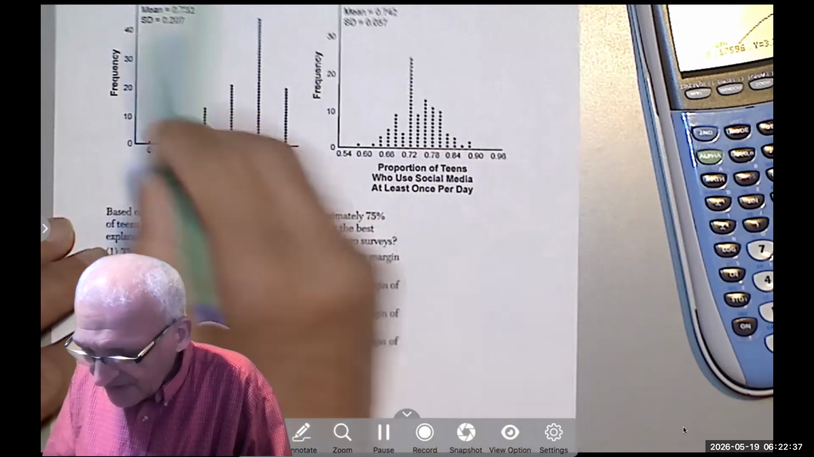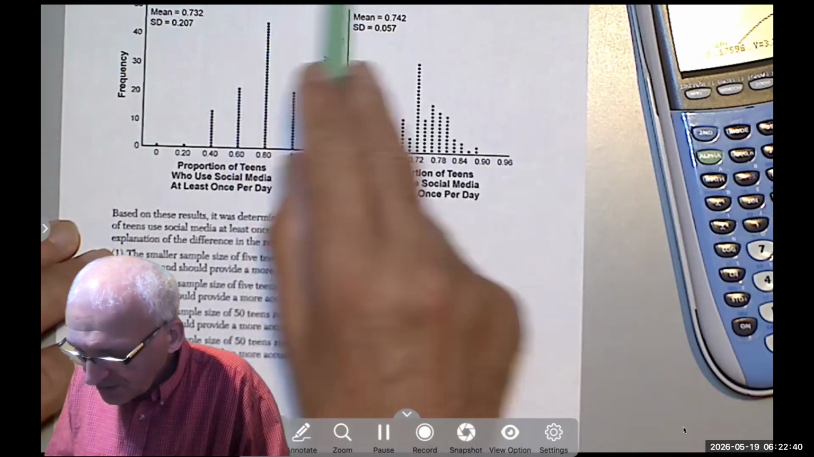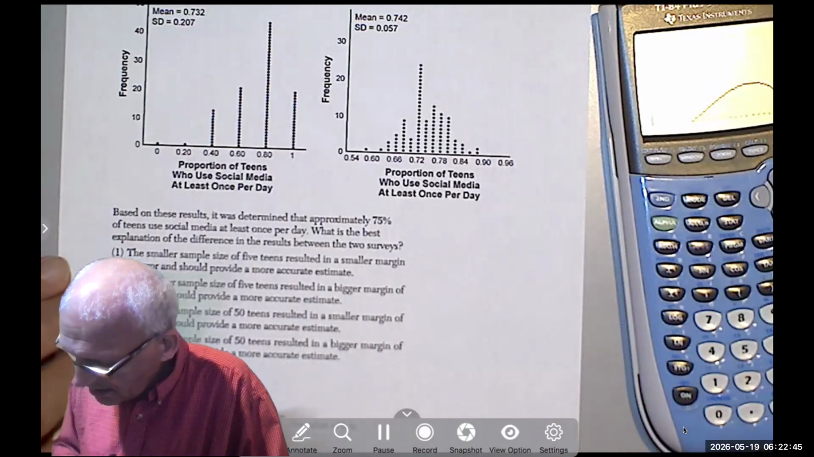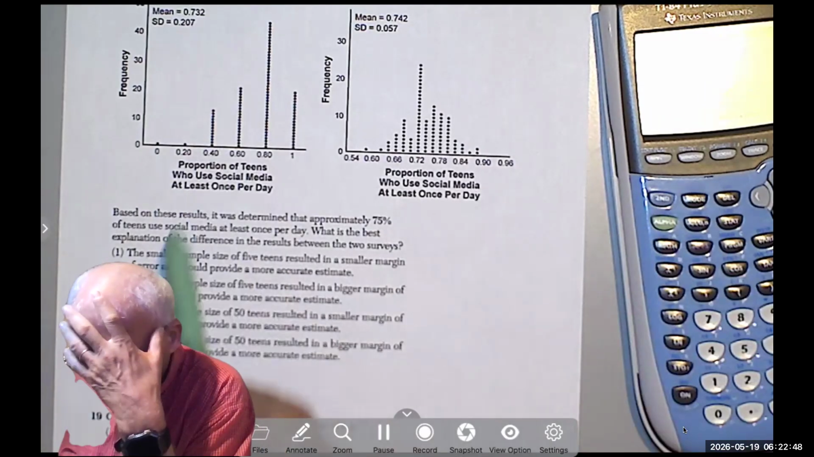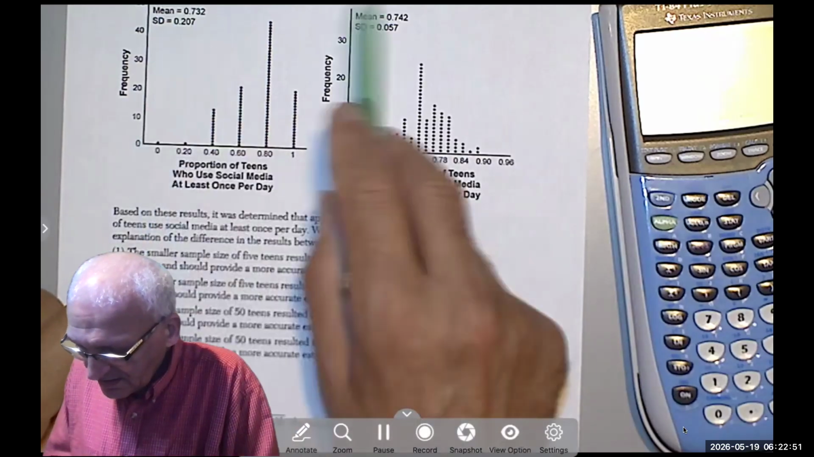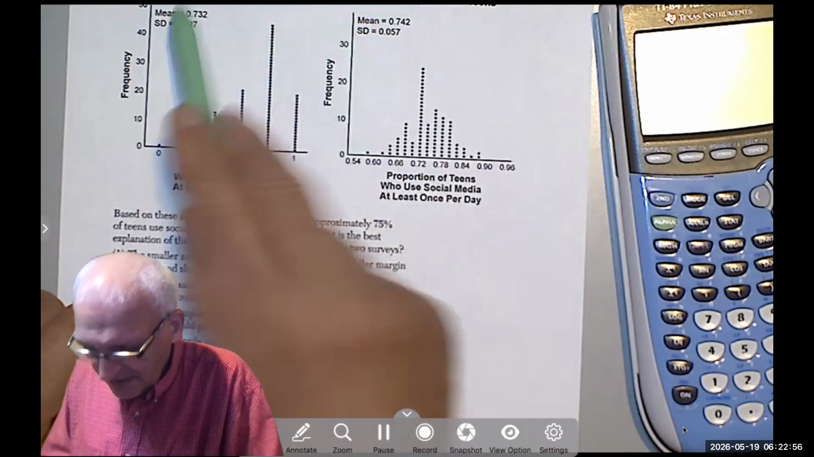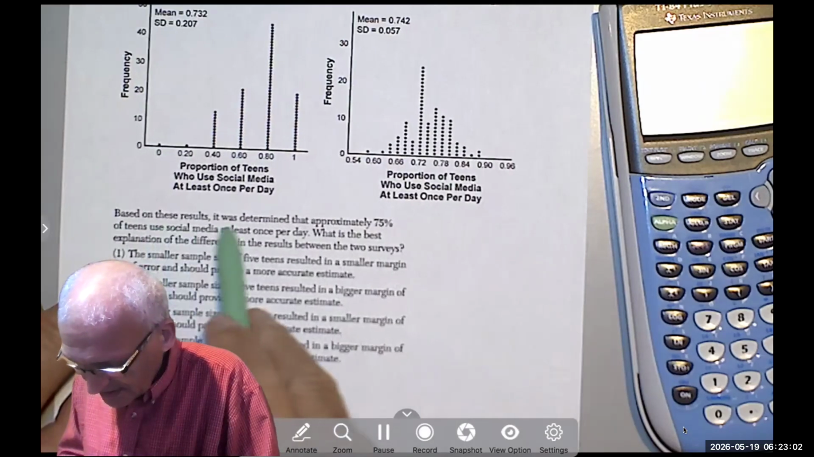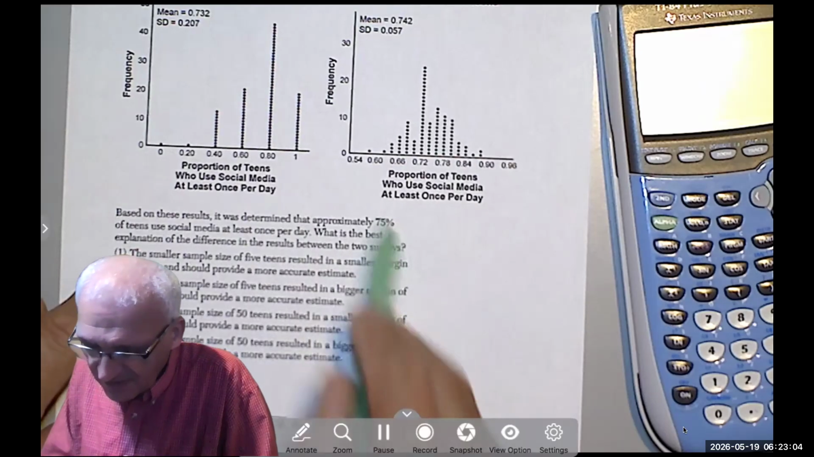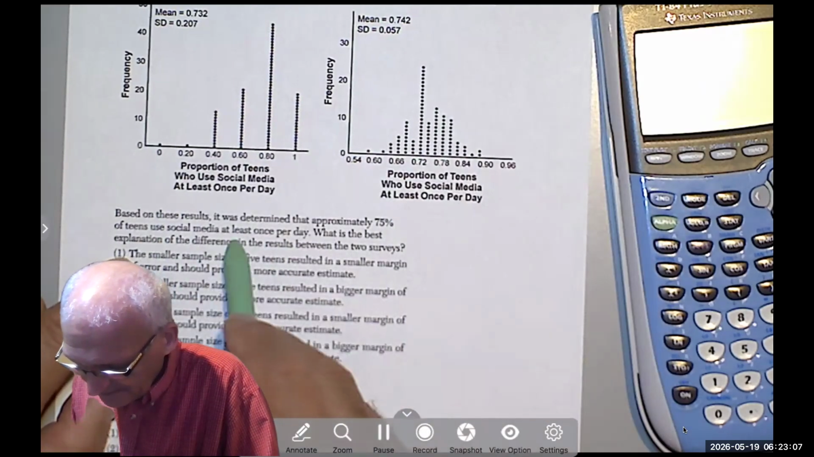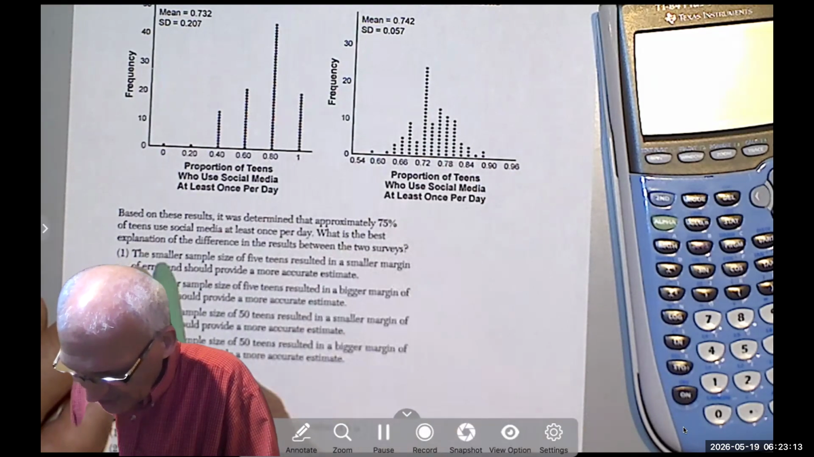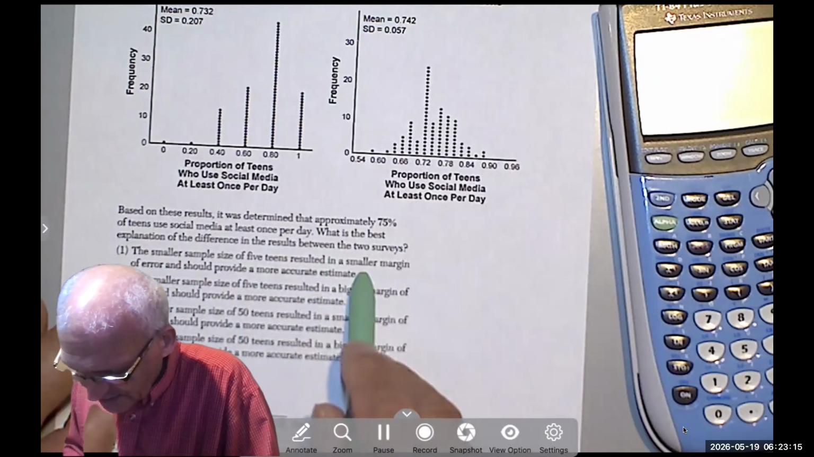Okay, 2 surveys were conducted to estimate the proportion of teens. So that's statistics. Oh, so they give you the mean and the standard deviation of a sample of 5 teens and 50 teens, 800 samples, but the sample itself is 5 versus 50. Based on these results, it was determined that approximately 75, 73 and 74, roughly, what is the best explanation of the difference in results? The smaller sample size resulted in a smaller margin of error.